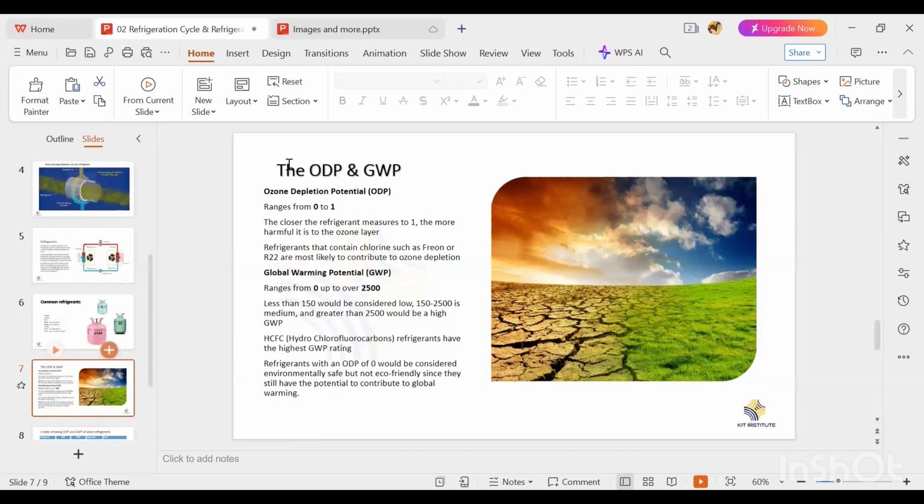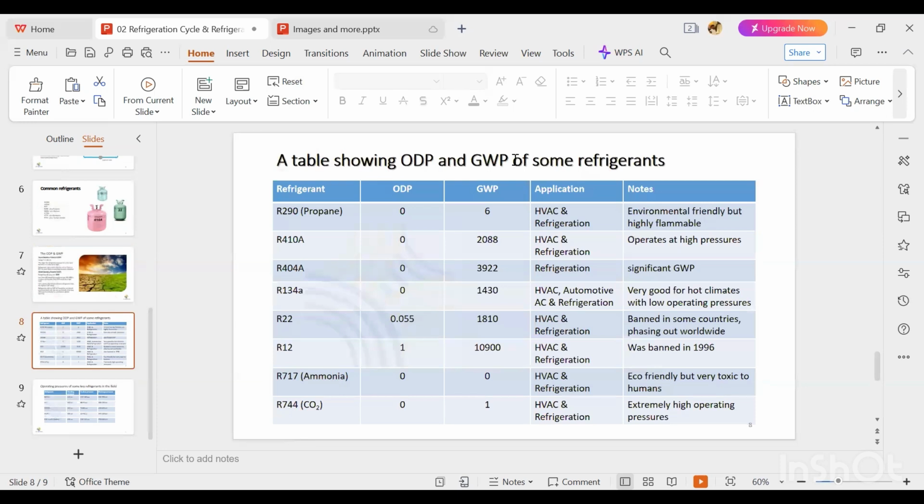The next slide is a table showing the ODP and GWP of some refrigerants. So this is a table that is going to show you how these refrigerants are rated by means of ODP and GWP, where they are applied, and some points to note. So we start with propane. Propane has R290. It has an ODP of 0 and a GWP of 6.